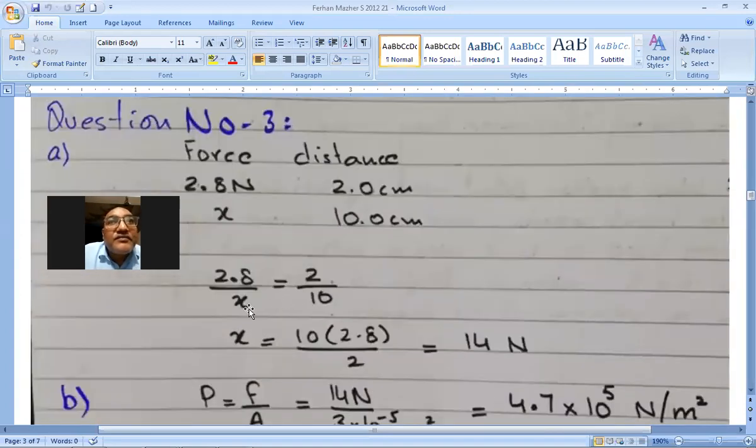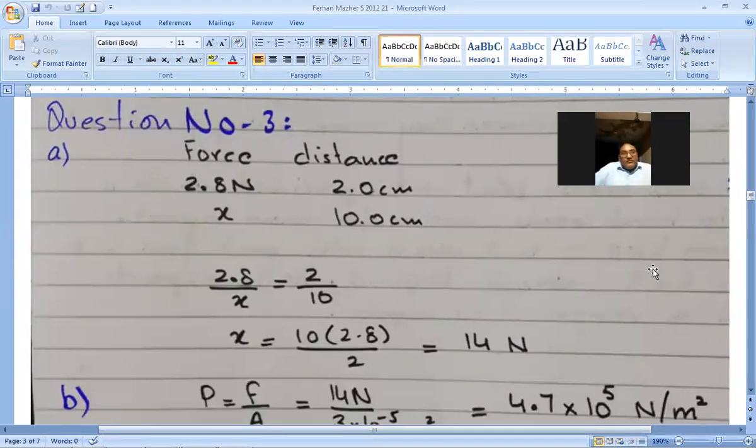Here we go. Force and distance are directly proportional to each other. When 2.8 Newton force is applied, the piston moves 2 centimeter. So how much force is applied? We call it X, when the distance moved by the piston is 10.0 centimeters. Mathematically, I can write 2.8 divided by X equals 2 by 10. Cross multiply it, make X the subject of the formula. So X will be equal to 10 times 2.8 divided by 2, and the final answer will be 14 Newton. I hope that you have understood.